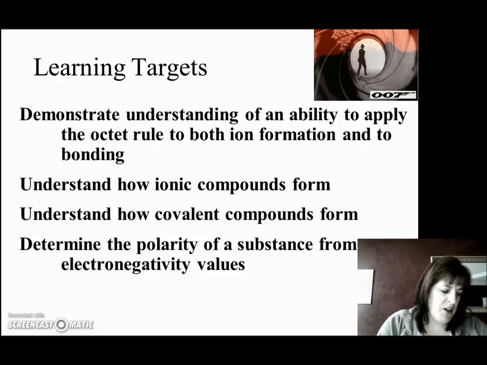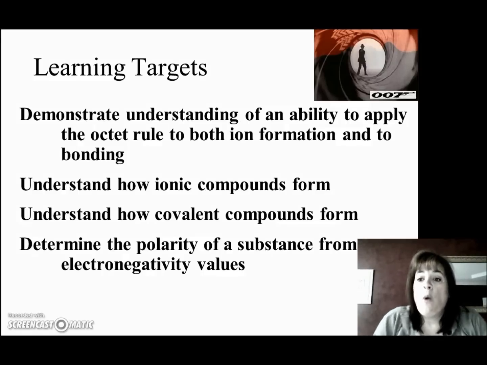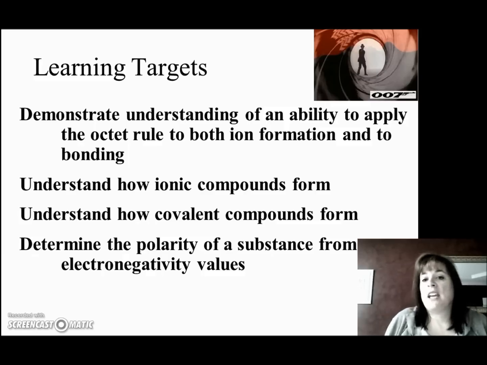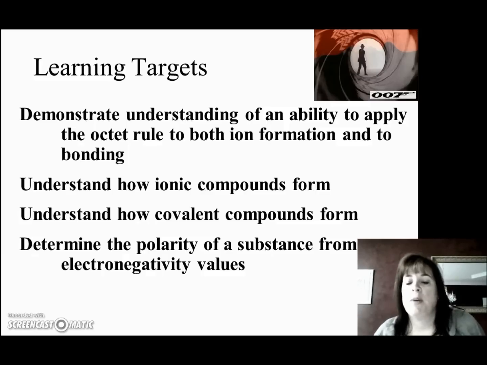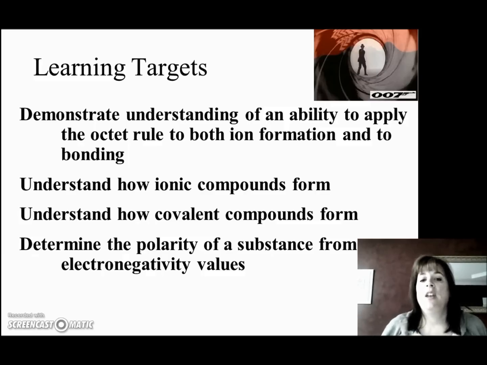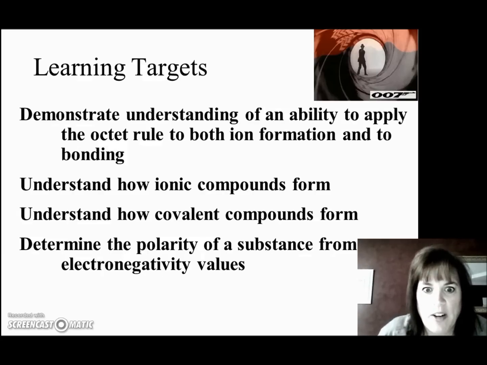In particular, we're going to talk about why bonds form between elements to form compounds, and what the difference is between them. There are ionic compounds, and we're going to have covalent compounds, also called molecules, and we're going to use information on the periodic table for electronegativity to figure out what's what.